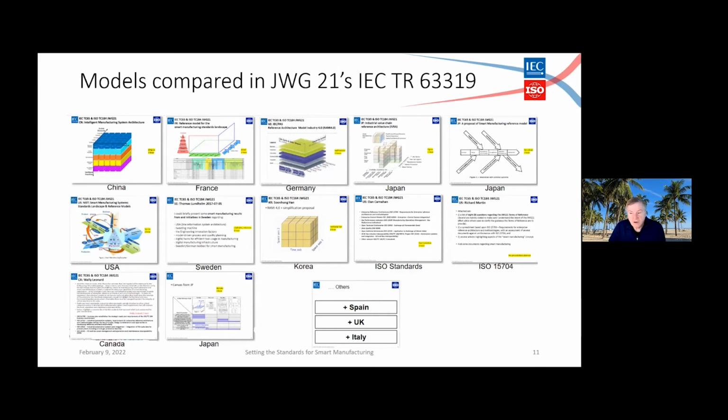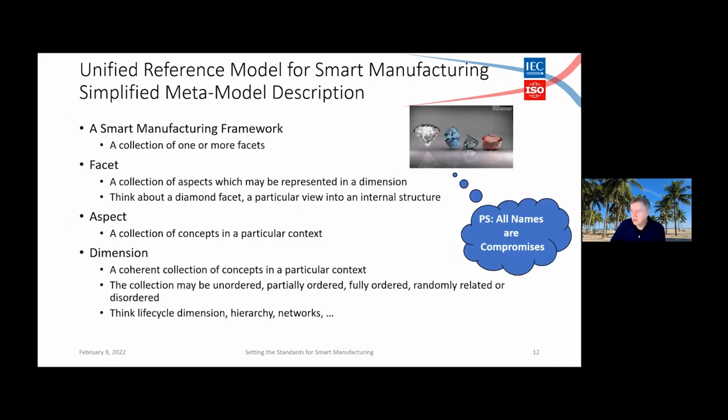So in the technical report, we list out the different models. We don't go into the details, but we do give you a reference so that you can go find those models. And then we said, okay, here's a way to look at this. Now, what I'm going to show you, I want you to recognize the fact that these are committees. Okay, so all names are compromises.